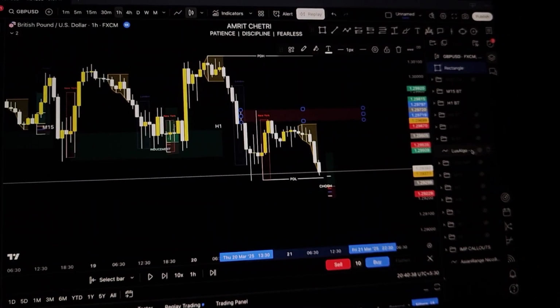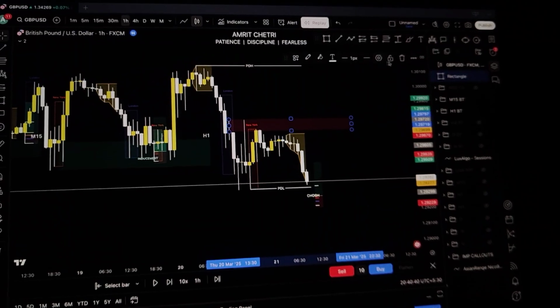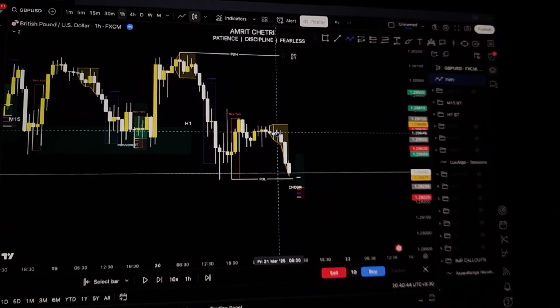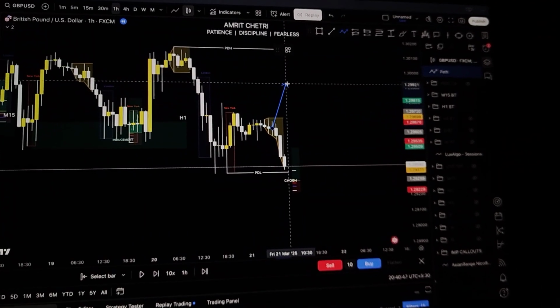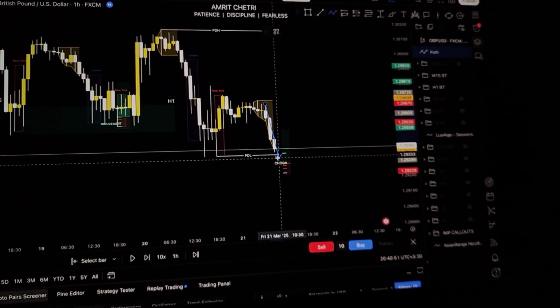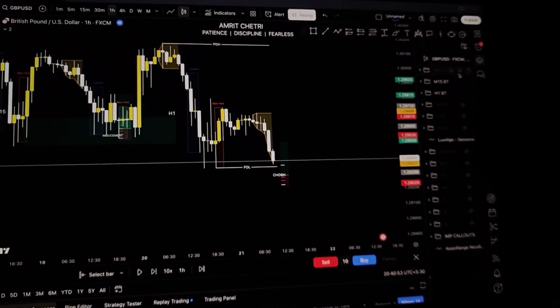Which was also made in our session, the New York session right here. But newsflash, I was looking for a sell, and if the Asian range went up, that is when I would look for a sell. But the Asian range literally went to the downside. This is when you should understand the markets, right?